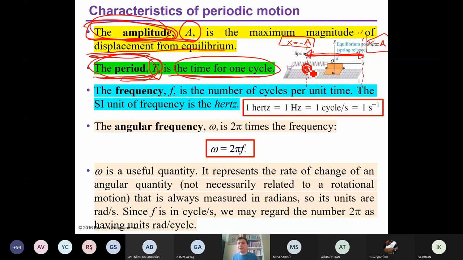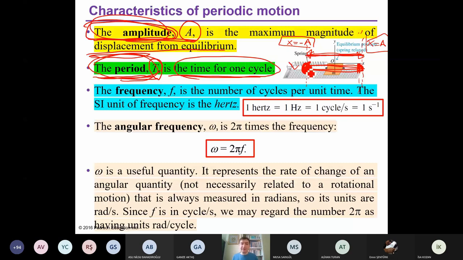So it will reach the maximum x displacement on the positive side. Then it will go back to the initial condition. So this is one cycle, okay? It started from this position and then it comes back to the starting position. So this is one cycle and this is called the period. How long does it take to reach the starting point? You can consider it like this.